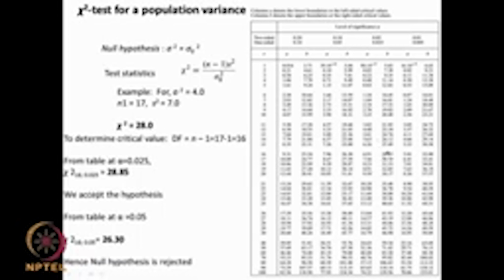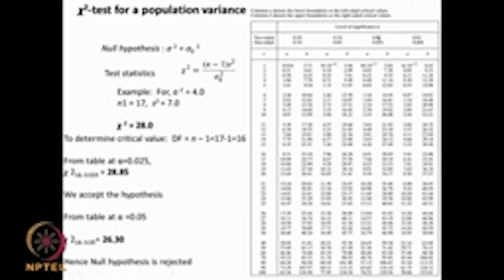Okay. Suppose we take the other one, that is why we take a one-sided test, okay, instead of a two-sided 95%, then it will become 26.3, okay, here. So, we can reject the null hypothesis.